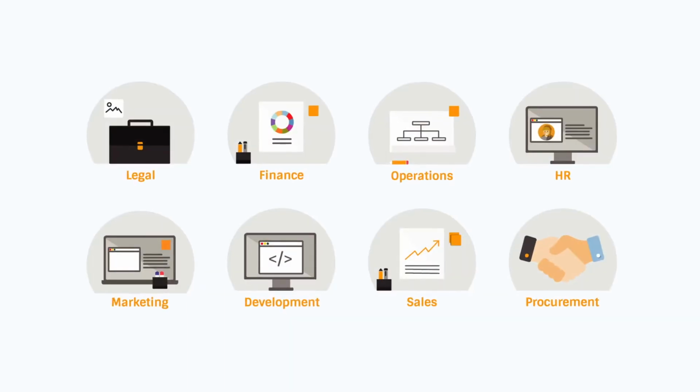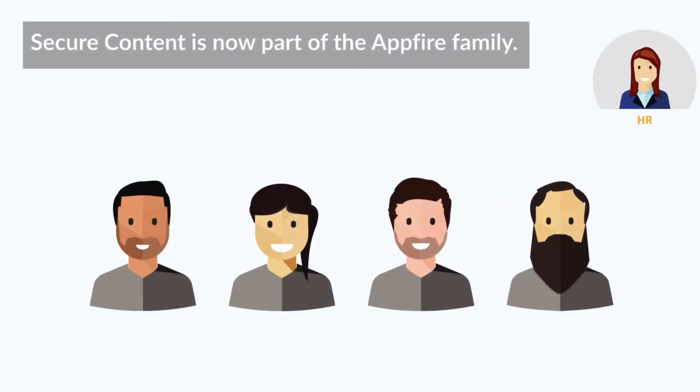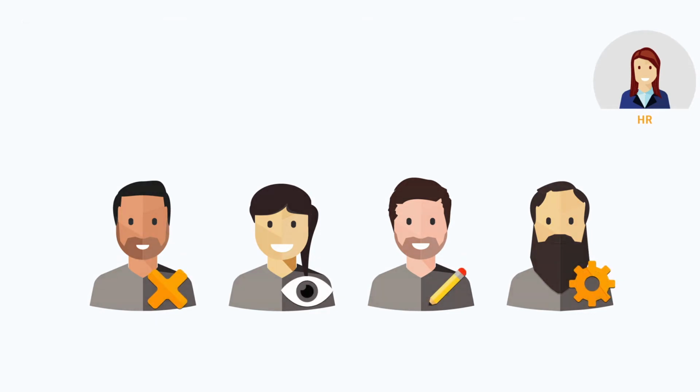All teams have information they need to share. With secure content, only the people you allow will have access to your content. You select who does what and get real-time insight into the activity of your content.